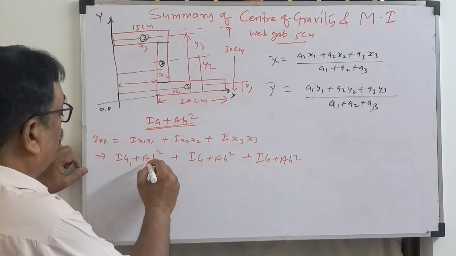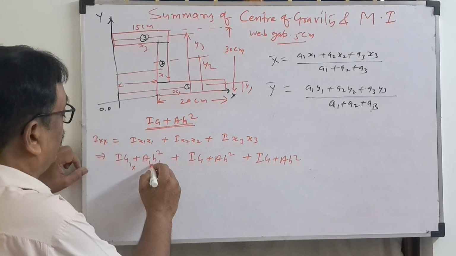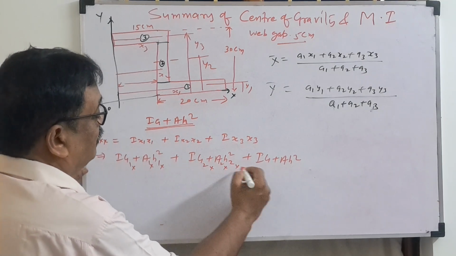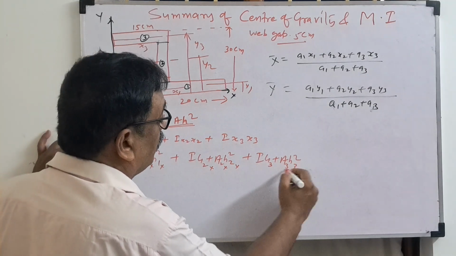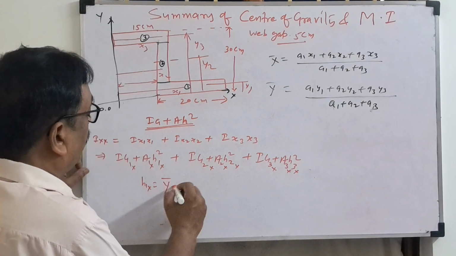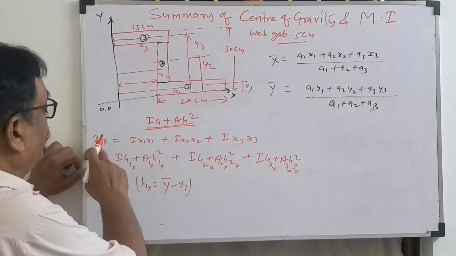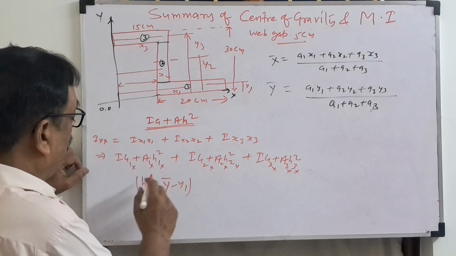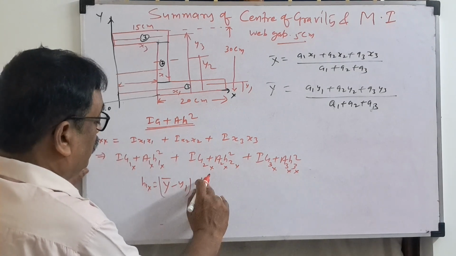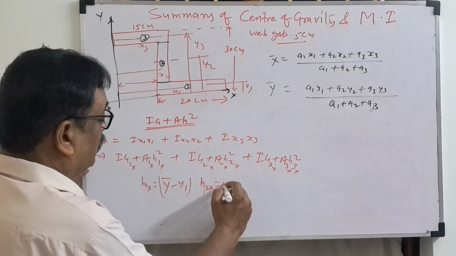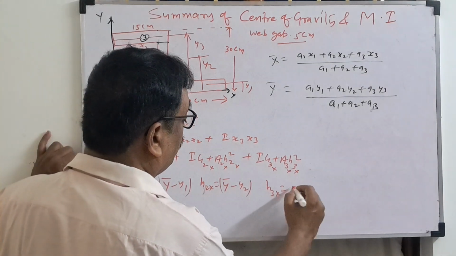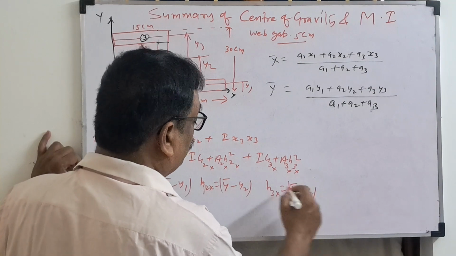Section 1, suffix x. Section 2, this is for xx. Section 3, this is for xx. Here h1x equals y bar minus y1. You have to be careful: h2x is nothing but y bar minus y2, and h3x is nothing but y bar minus y3. So this is the answer.